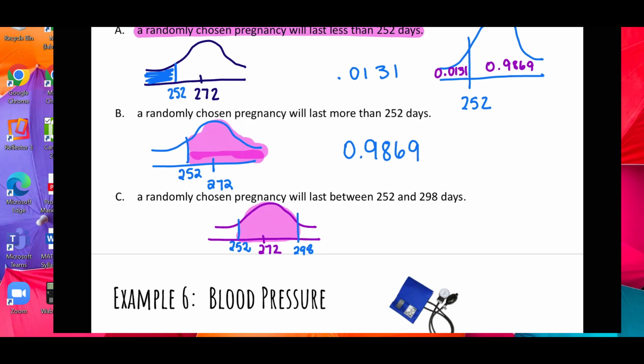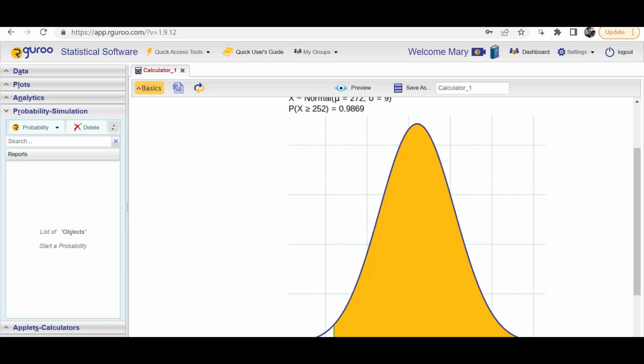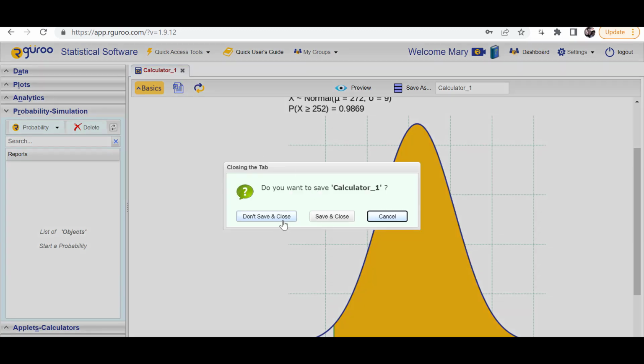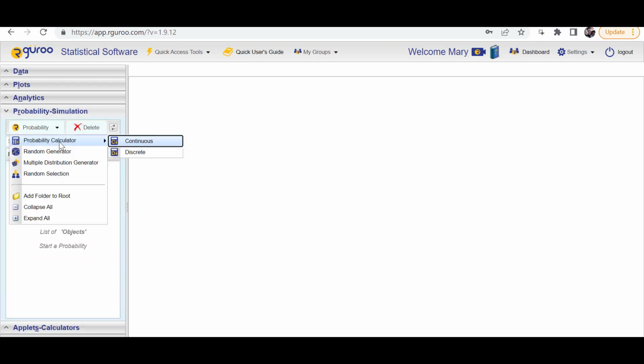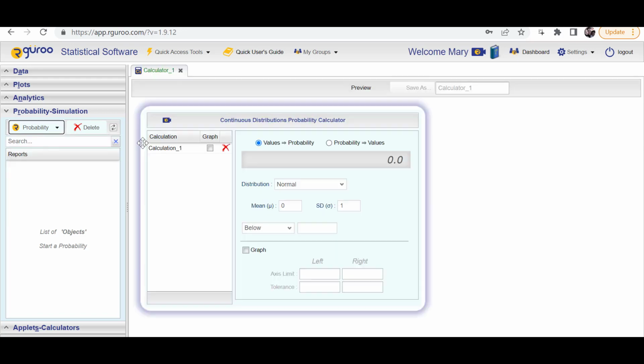So let's go back to, I'll just start from the beginning just to remind everybody how the whole thing works. Let me close this one off. Go to probability simulation, probability calculator, continuous, values to probability, keep it normal. The standard deviation, the mean was 272.